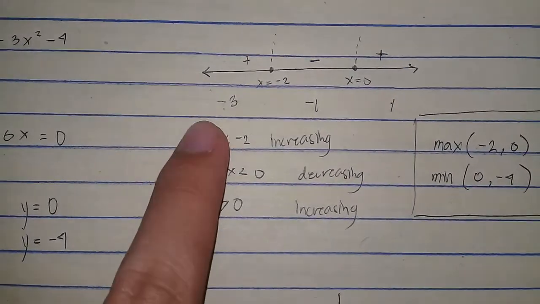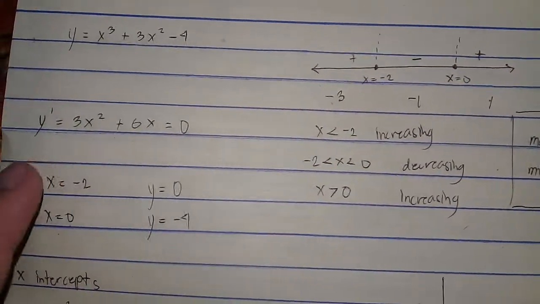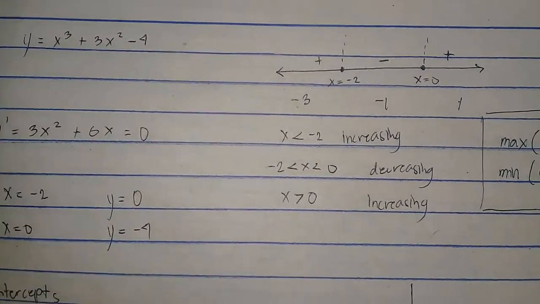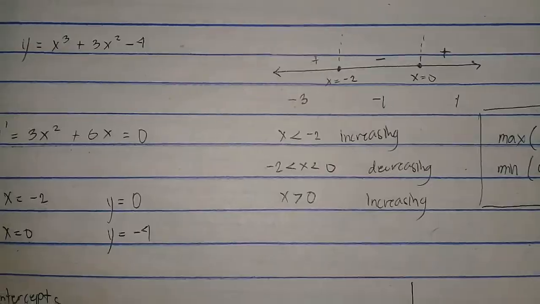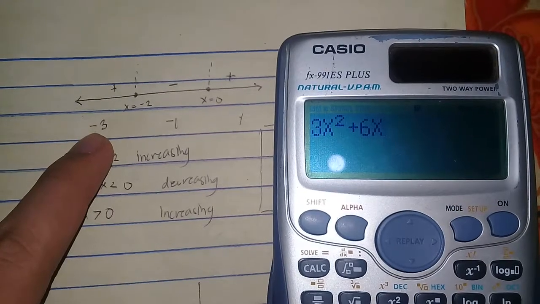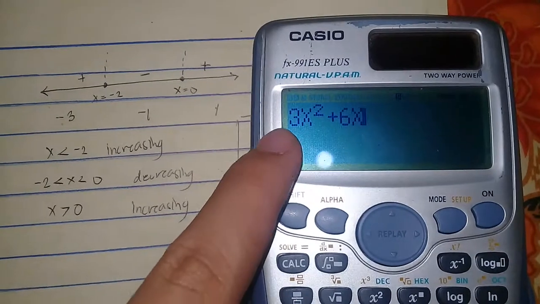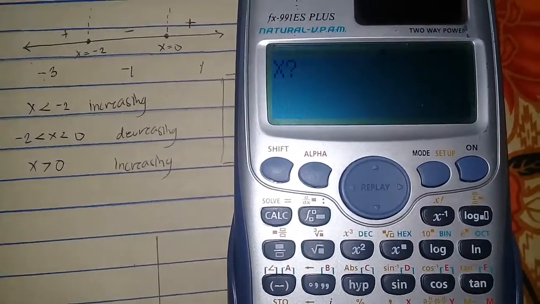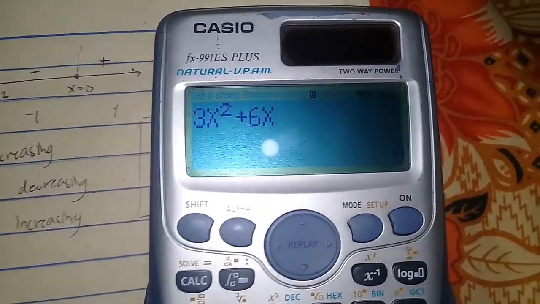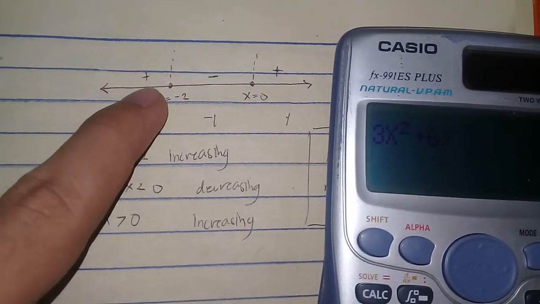After deciding what values to use, you're just going to substitute them into the derived equation, using the calculator again. Since we decided to use negative 3 as the value that is less than negative 2, we're going to substitute negative 3 into the derived equation. So we get 9. Since 9 is positive, we're going to write positive on the left side of negative 2.